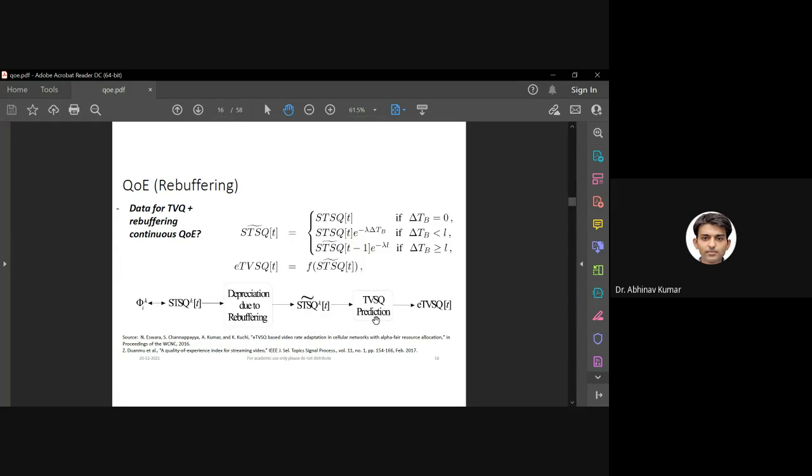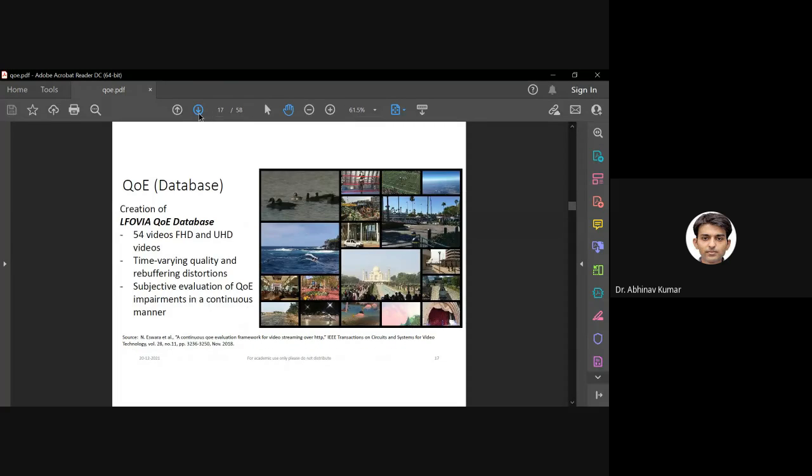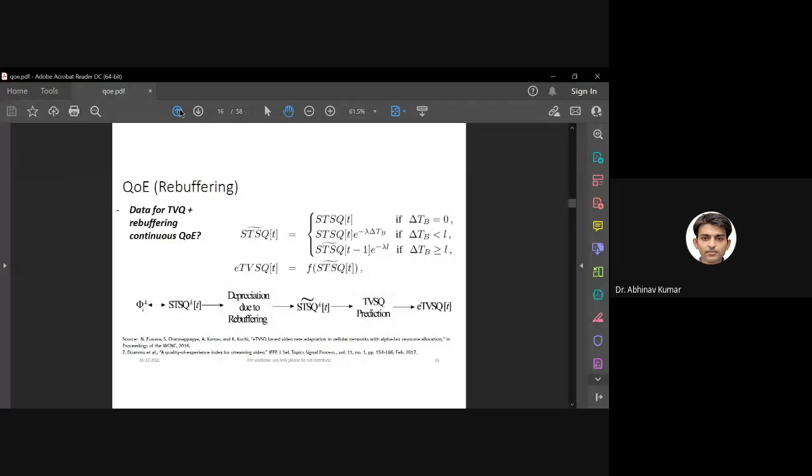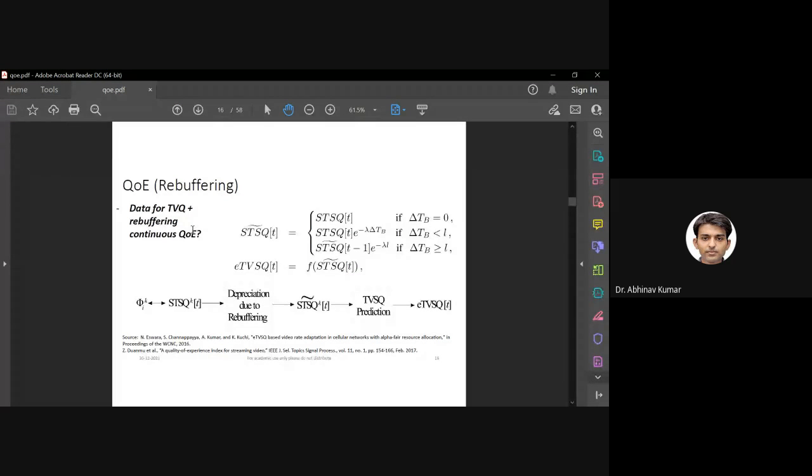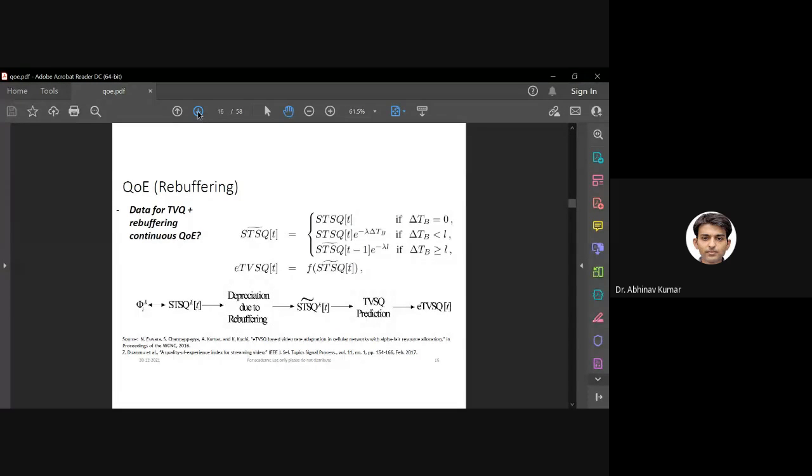And that is why we named it eTVSQ, or enhanced TVSQ, which is essentially a way of modeling or computing TVSQ while capturing rebuffering instances also. So that was our contribution in this particular work, and that was our first preliminary work, right? But the challenge was that at that point of time, we were not able to find any database available which had really detailed rebuffering instances captured as part of the database itself. So we said, fine, why not, let's work in that direction.